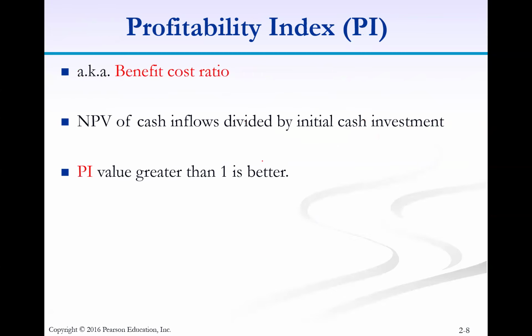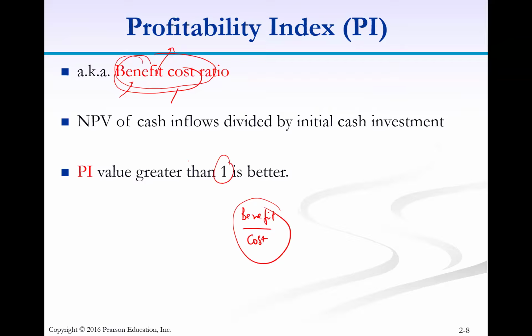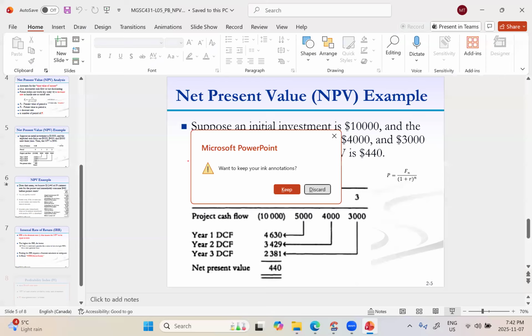IRR is internal rate of return. Benefit to cost ratio, I told you earlier, is also called profitability index, because the benefit is on the top and the denominator is cost. If the profitability index is greater than 1, it is good, less than 1 is bad. I think that's it. We'll stop at this place.